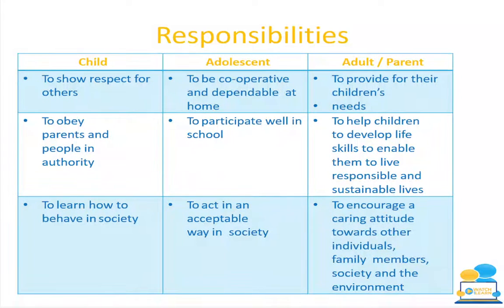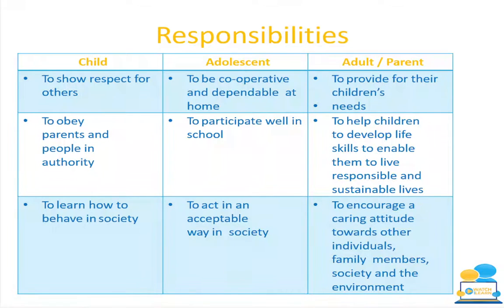So responsibilities do differ according to the stage of the life cycle. So in home ec, we will look at child, adolescent, which you now know is also a teenager, and an adult or a parent. So child's responsibilities include the responsibility to show respect for others, okay? So in school, you would be nice, you wouldn't be mean to anyone, you would be respectful to everyone, you wouldn't call them names, you wouldn't bully them. You have the responsibility to obey parents and people in society, and you have a responsibility to learn how to behave in society, so not run around screaming in a shop.